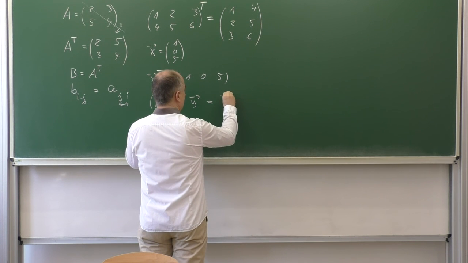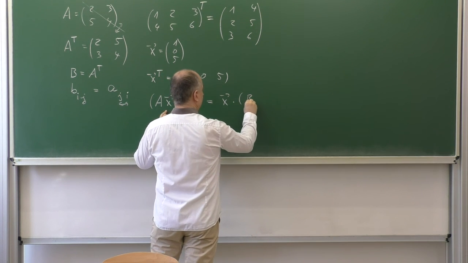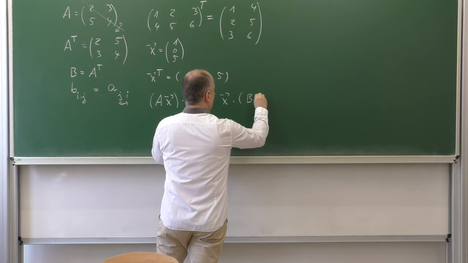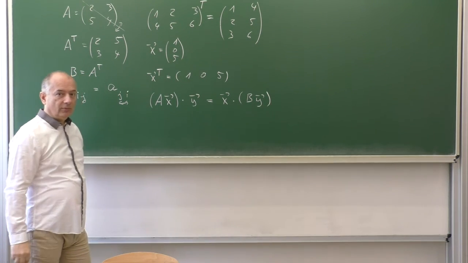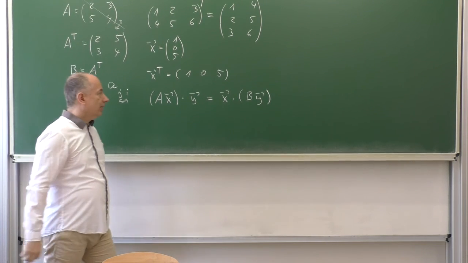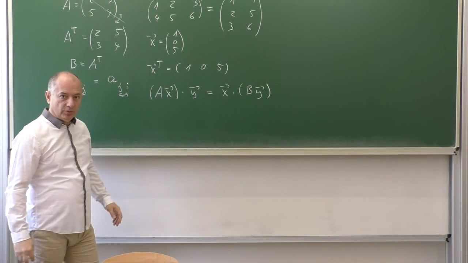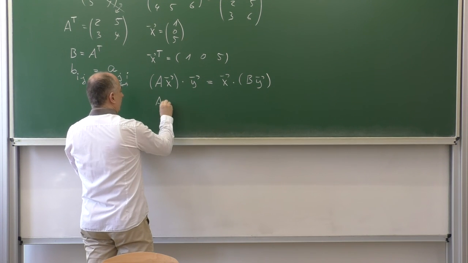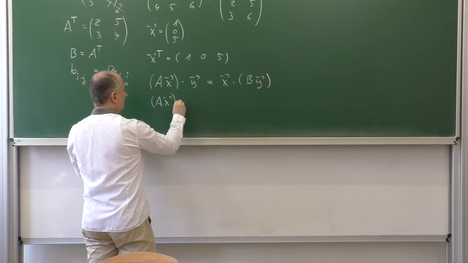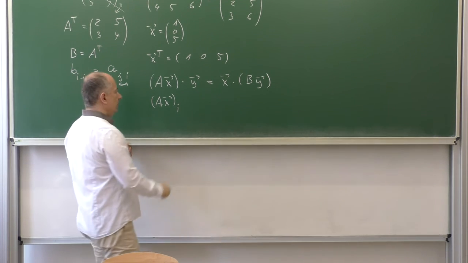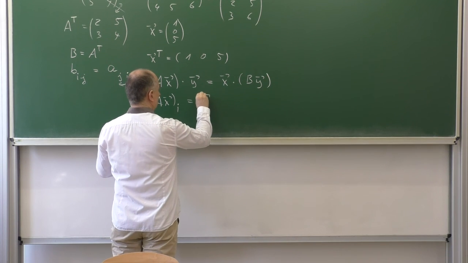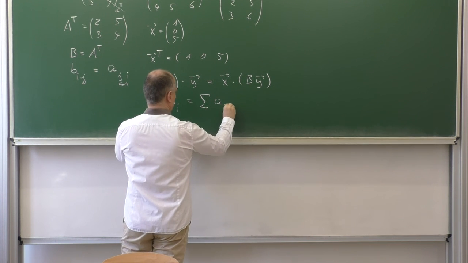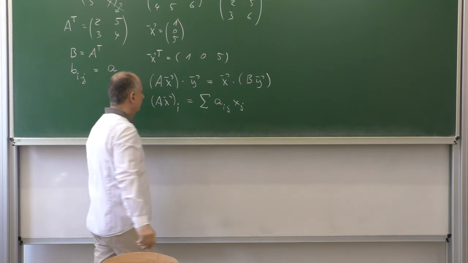So we can ask the question, what should be the matrix B such that the scalar product of Ax with y is the same as x with By? Well, and you may guess the answer is B should be A transpose. This is easy to see. The vector Ax has the ith component equal to the sum of a_ij x_j.